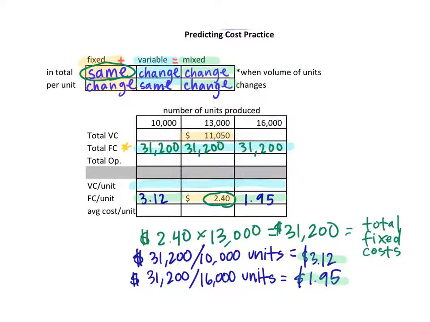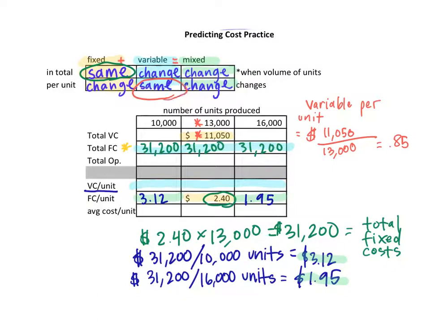Now let's switch to the other cost that we know remains constant at all levels of production volume, which is variable cost per unit. We can calculate variable cost per unit by taking total variable costs and dividing it by the number of units in the column. And when we do the math there, we get a variable cost per unit of 85 cents. Since variable costs per unit remain the same at all production levels, we can input that 85 cents into all three columns in the row for variable cost per unit.